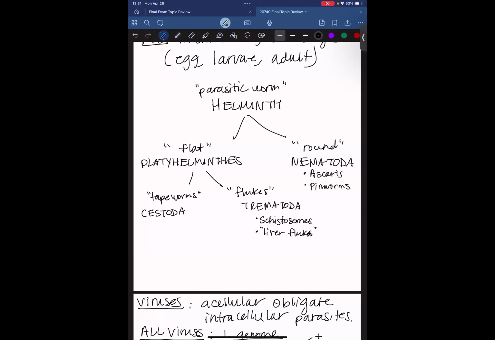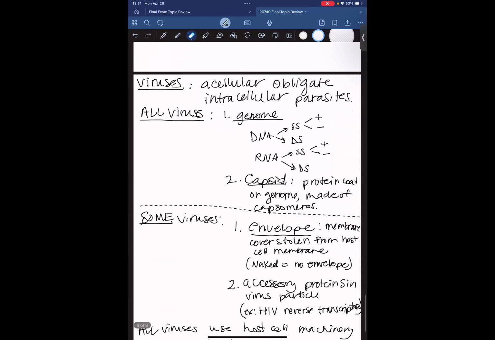And then our cestoda, our tapeworms, this would include things like Taenia solium, and there was also Diphyllobothrium latum, which was the sushi tapeworm. And those, I'm not going to write that one out. Sorry.